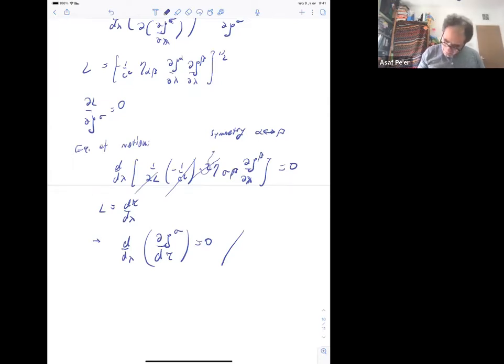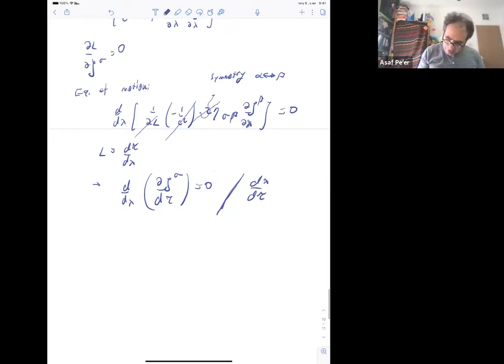I think it's my mistake. So anyway, okay. So now we just multiply by d tau over d lambda over d tau, and that gives us d squared psi sigma over d tau squared is equal to 0, which is of course the equation of motion for a free particle.